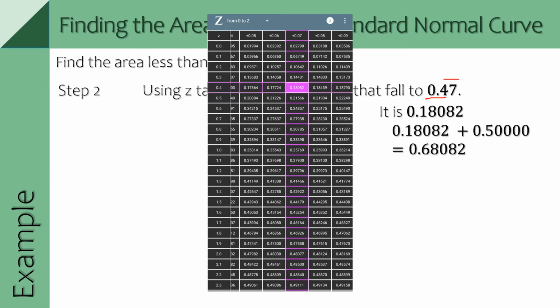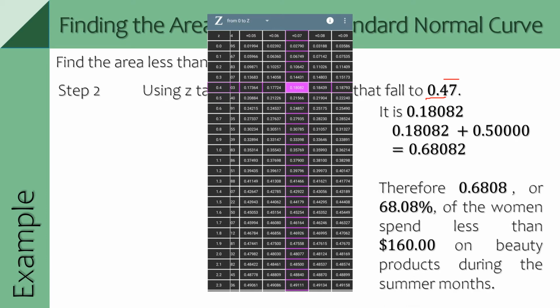So that is 0.18082 plus 0.5, so that is equal to 0.68082. So therefore 0.6808 or 68.08% of the women spend less than $160 on beauty products during summer months.